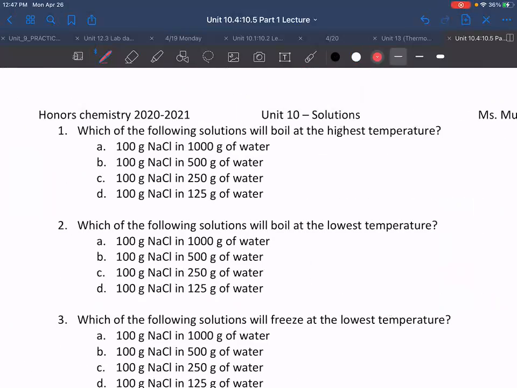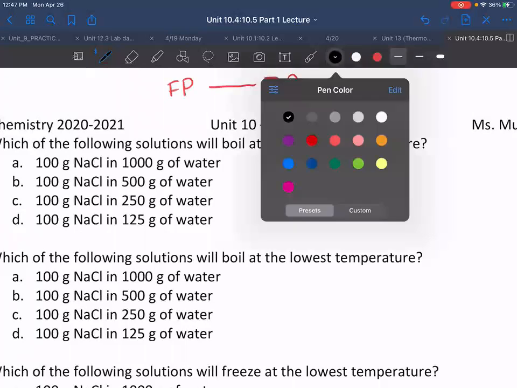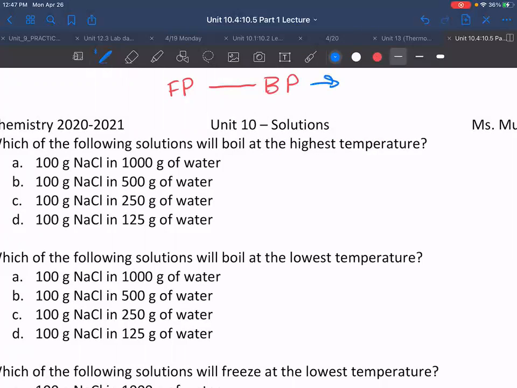All right, so we're gonna go through some example questions here. What I want to summarize for you guys, when you add solute, if we think of freezing point being on a scale with the boiling point or something, when you add solute, it expands them outward. So freezing point gets lowered, boiling point gets higher. So it makes the boundaries expand outwards when you add solute.